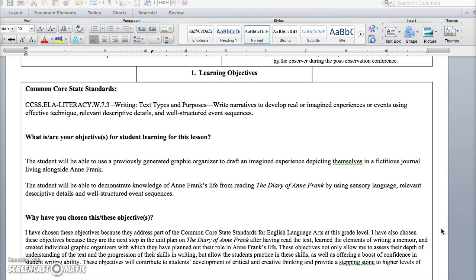These objectives not only allow me to assess their depth of understanding of the text and the progression of their skills in writing, but allow the students practice in these skills, as well as offering a boost of confidence in student writing ability. These objectives will contribute to students' development of critical and creative thinking and provide a stepping stone to higher levels of skill.